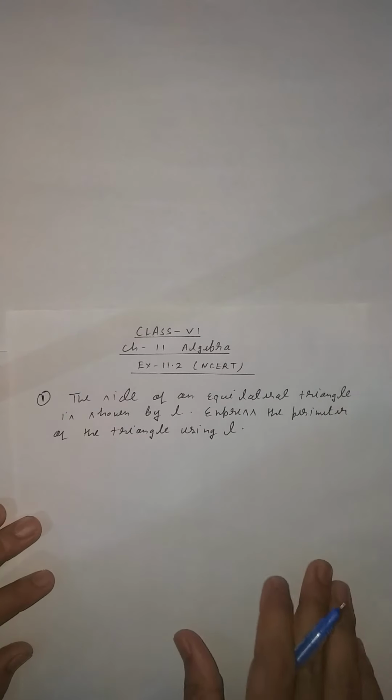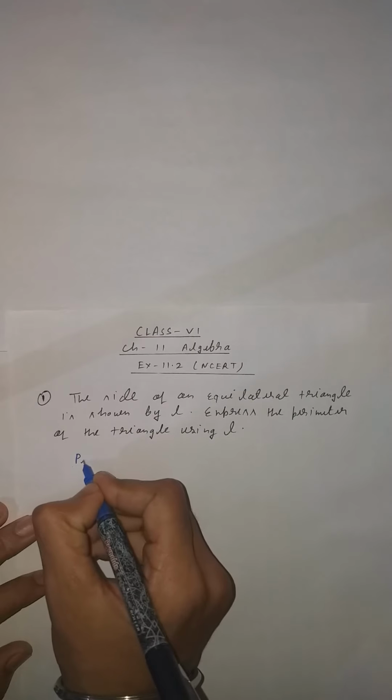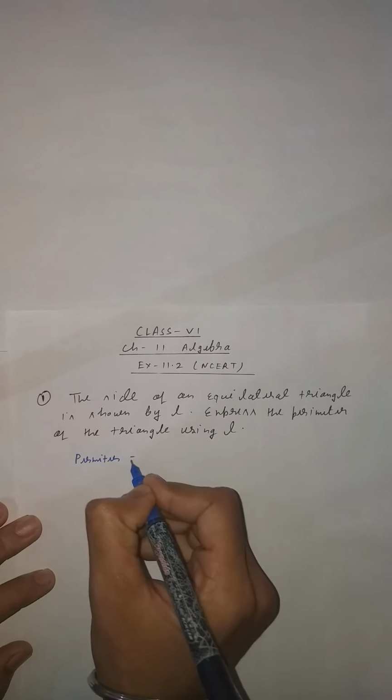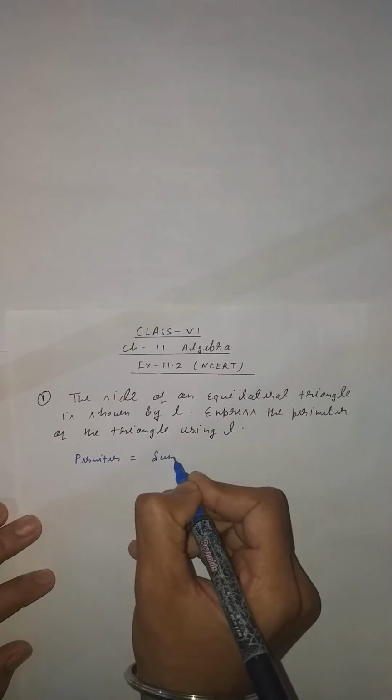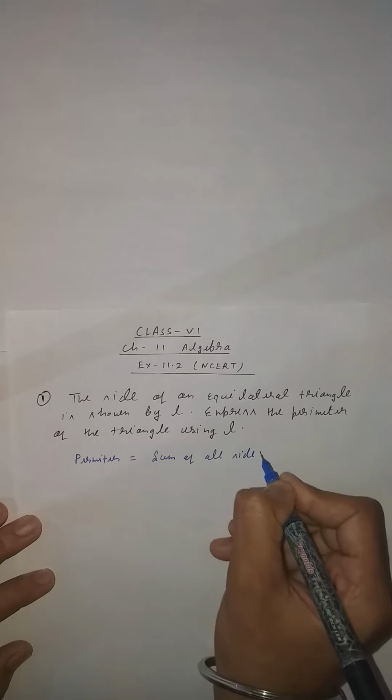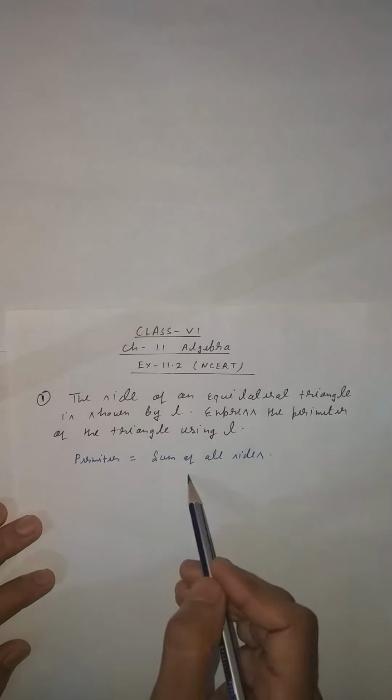Now first question will come in your mind, sir, what is perimeter? So students, perimeter is equal to the sum of all sides. Clear, students? Perimeter means sum of all sides.